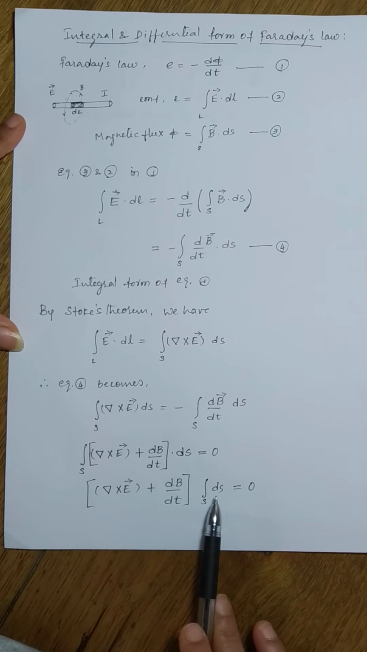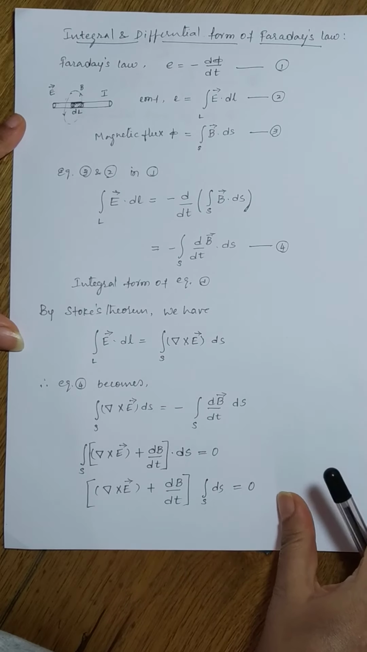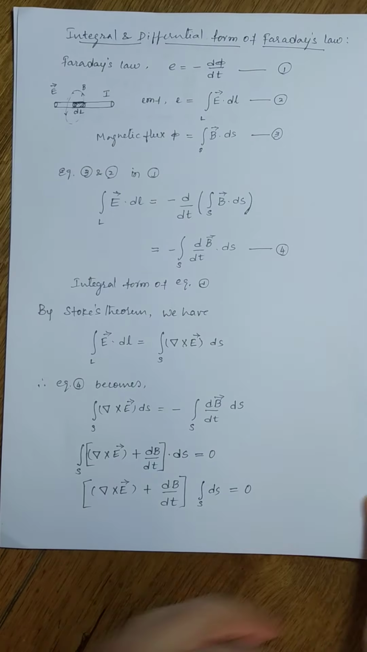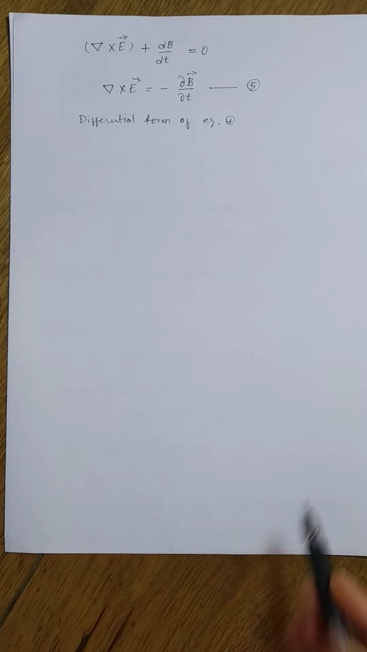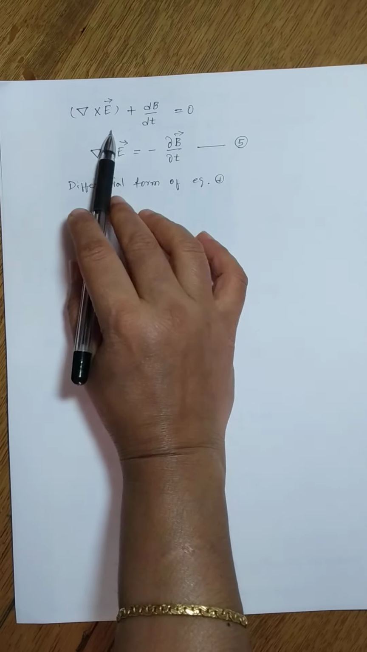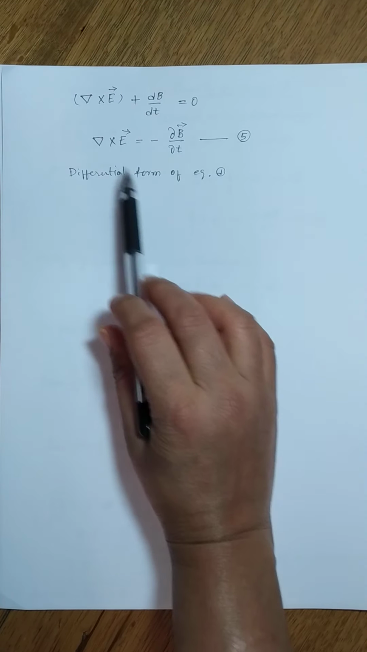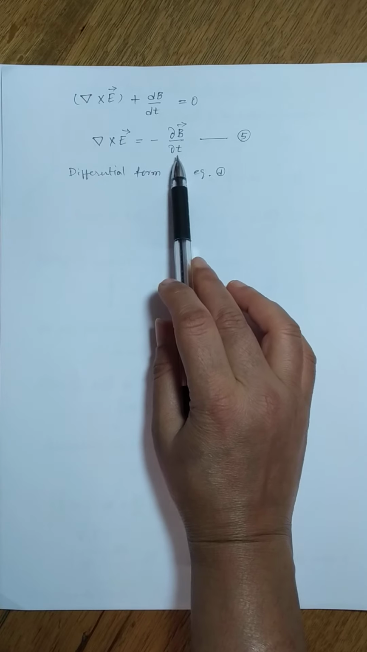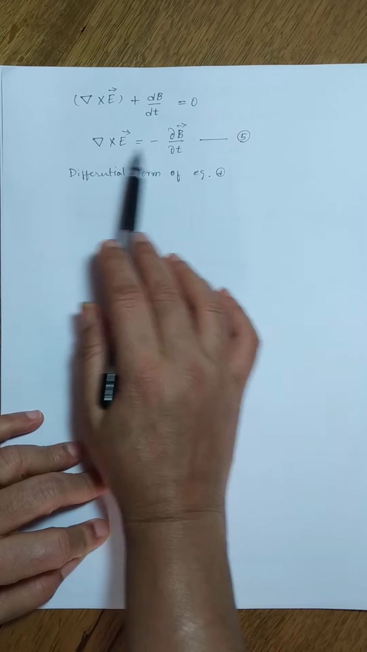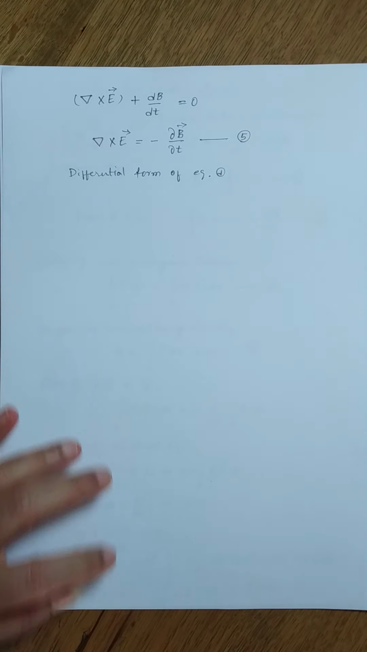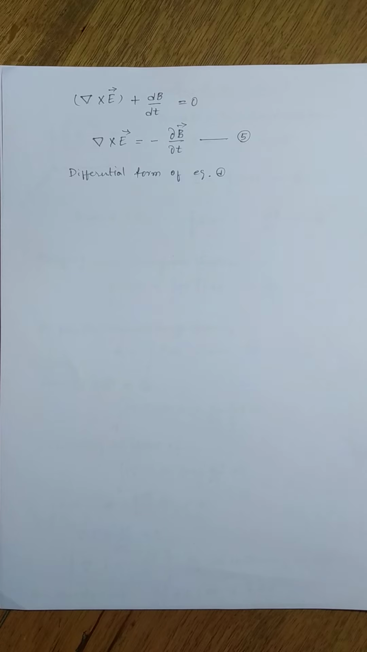This is something like a times b is equal to 0. Here b cannot be 0, so the only possibility is that a is 0. Substituting a equal to 0 simplifies the equation: curl of E plus dB/dt is equal to 0. So curl of E is equal to minus ∂B/∂t. This is the differential form of Faraday's equation, the differential form of Faraday's law or equation 1.